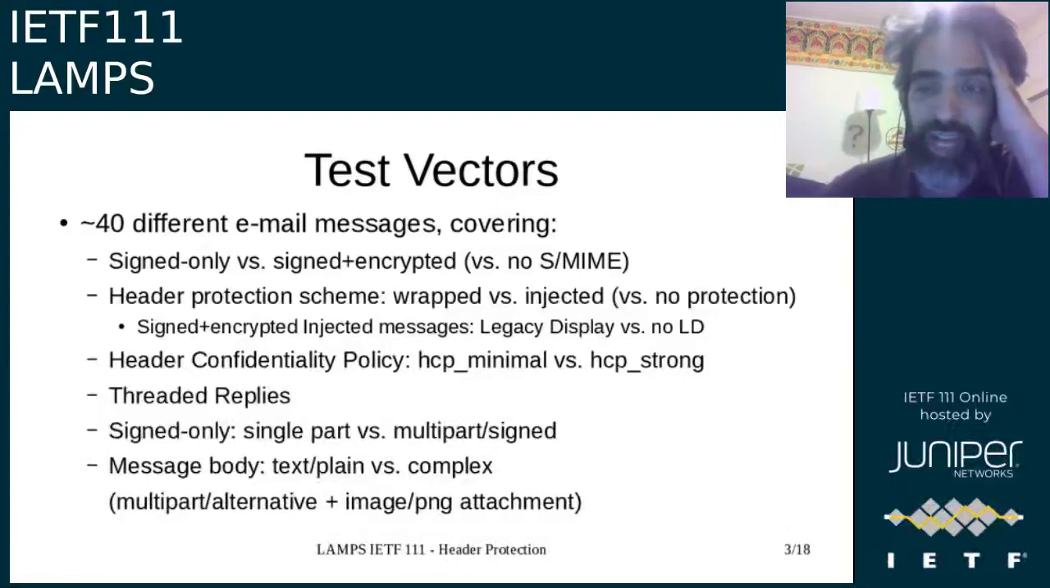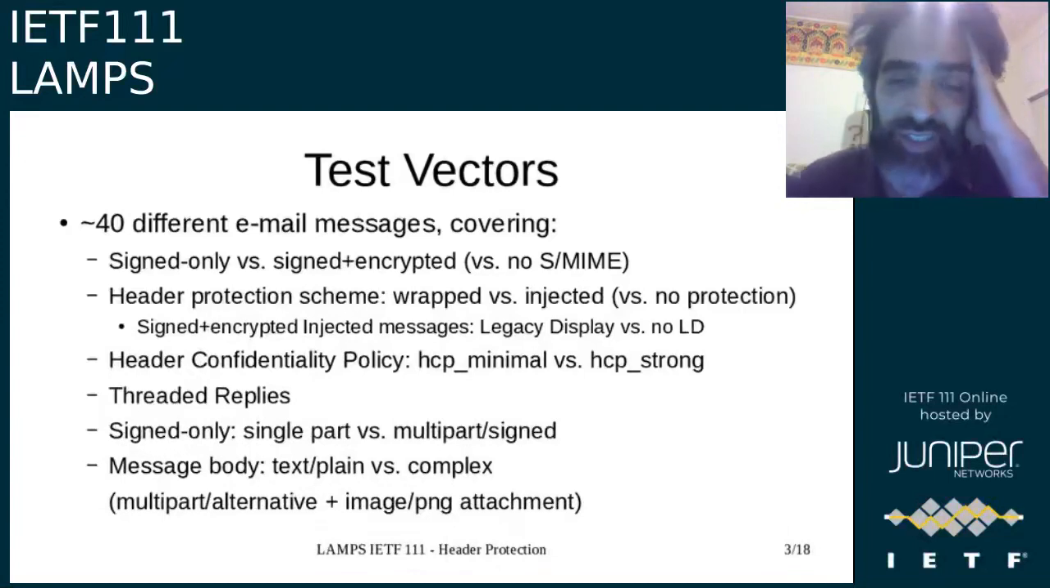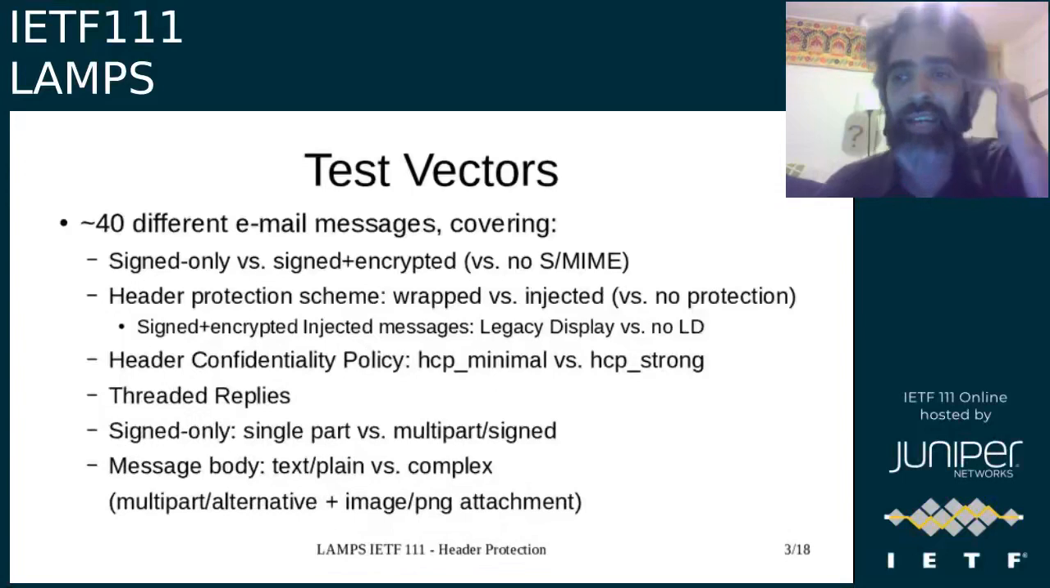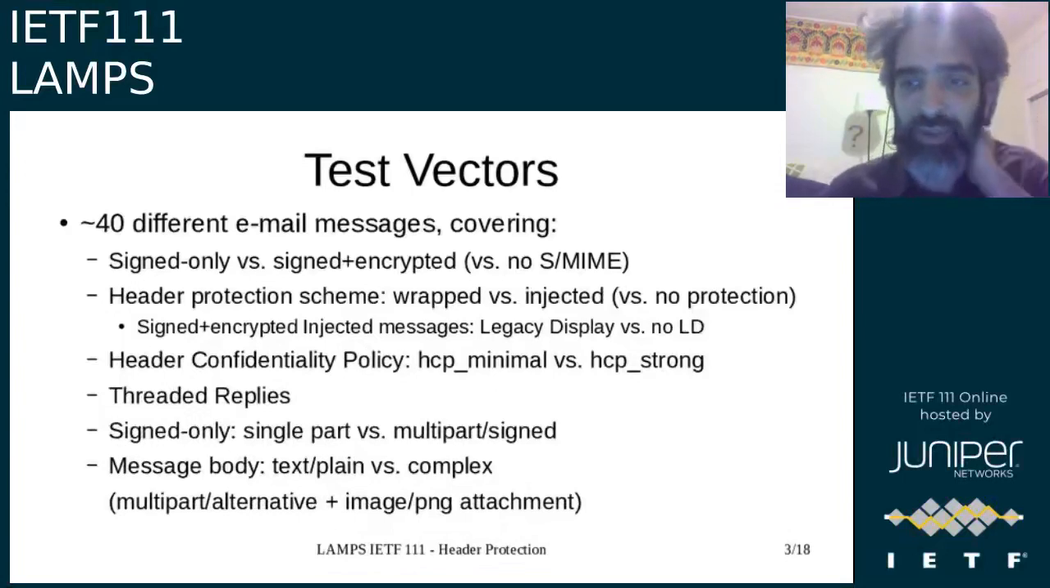As you probably remember from last time, or if you've read the draft, there are two proposed header protection schemes. One is called wrapped messages, and one is called injected headers. We also compare messages that don't have any header protection. For the signed and encrypted messages using the injected headers, we also potentially use a legacy display or no legacy display. The legacy display is a mechanism to try to stuff the subject in particular in a way that the legacy client would be able to view it. A lot of this work is about thinking about how these messages interact with legacy clients.